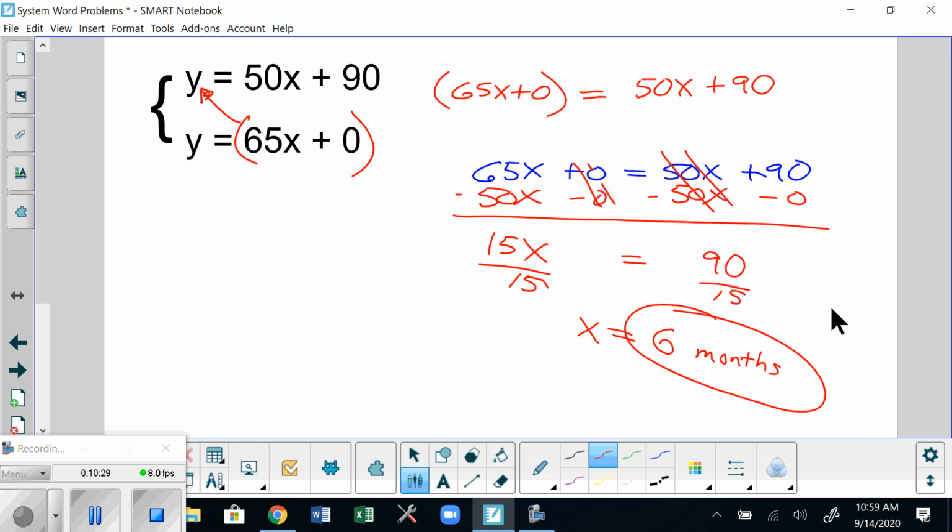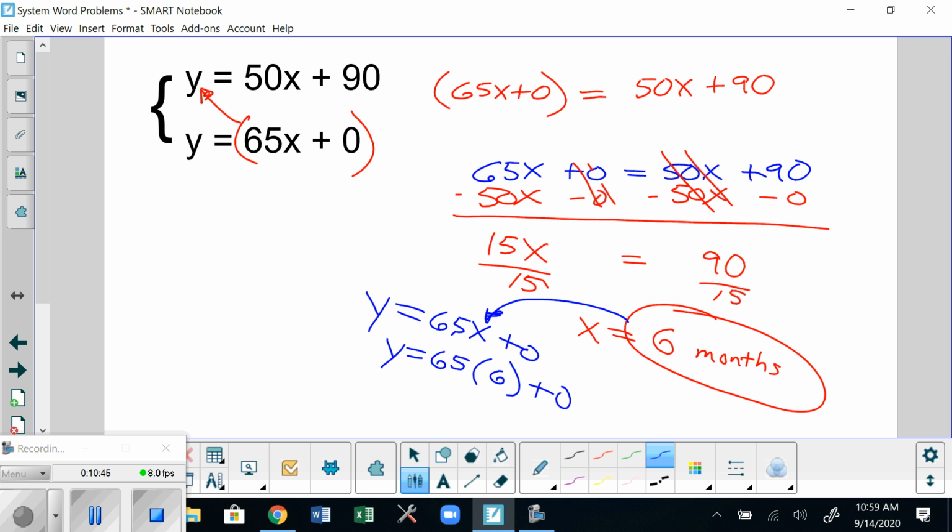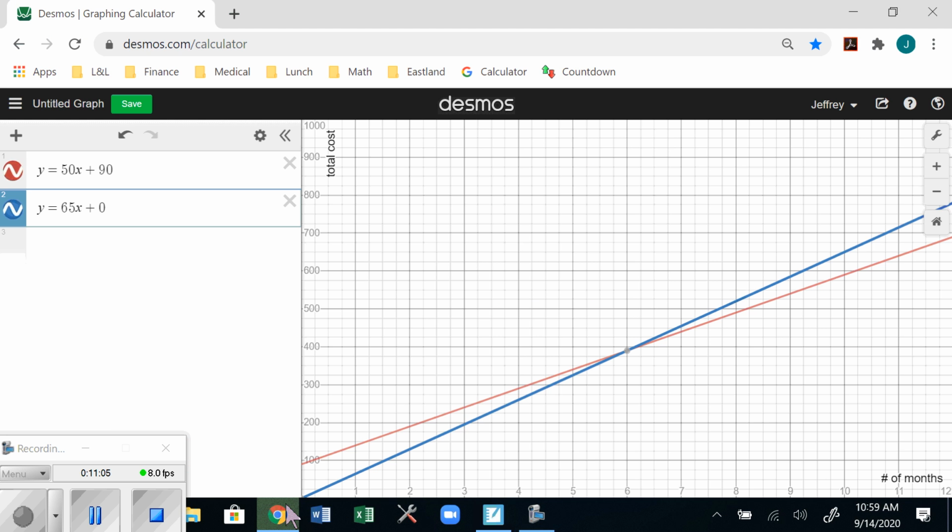Now you want to know how much that total charge is after 6 months? We can take this 6 months and plug it into either of the equations. I'm going to plug it into the second equation to make it easy. I think that's an easier equation. 65 times 6 plus 0 is equal to $390. So after 6 months, it does not matter. If you use Central Cable, you'll pay a grand total of $390. But also if you use Delta Cable, you'll also pay $390. This is the point where it does not matter which cable company you use.